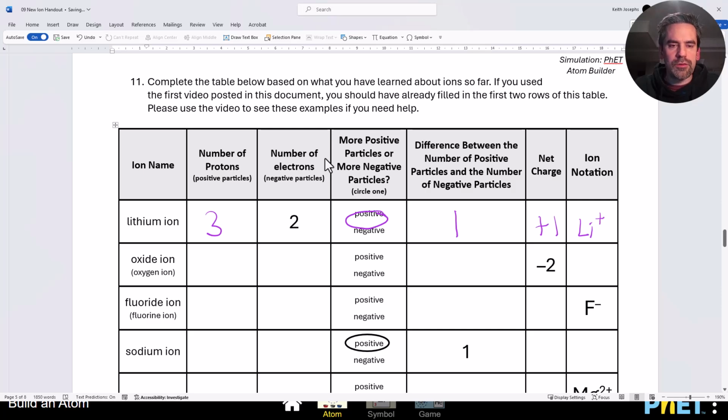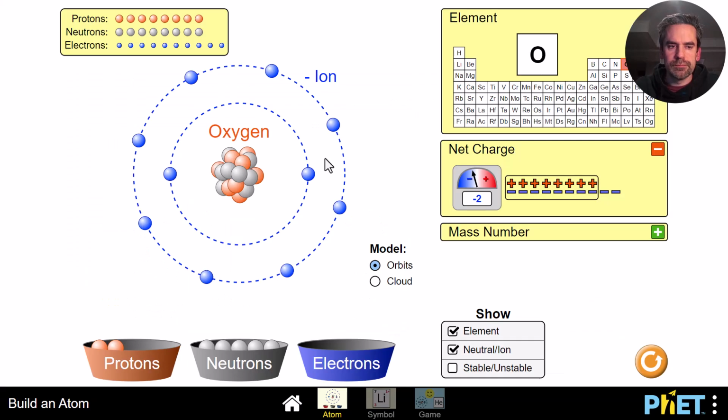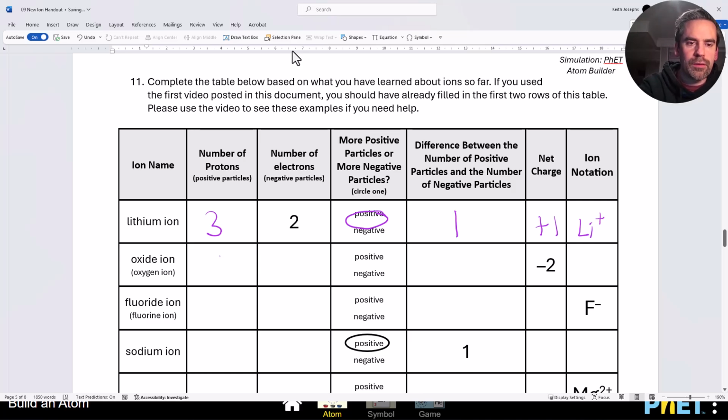Okay, let's do the same thing for the oxide ion. So here is our oxygen ion. Let's go back and make it a neutral atom. So here's our neutral atom. How many protons does it have? It has 8 protons. So we're going to put that here.